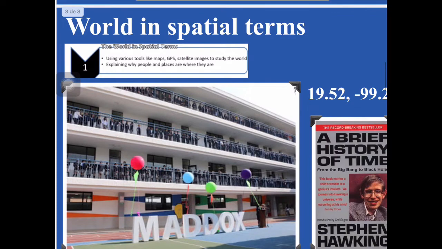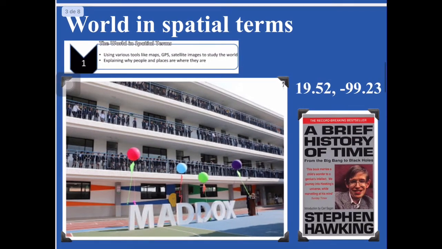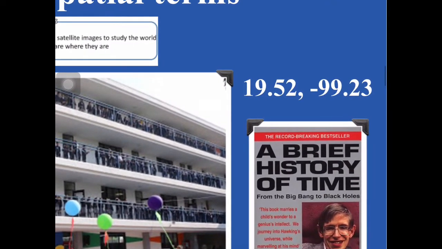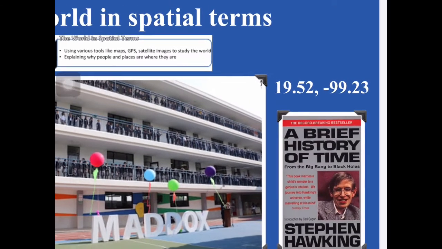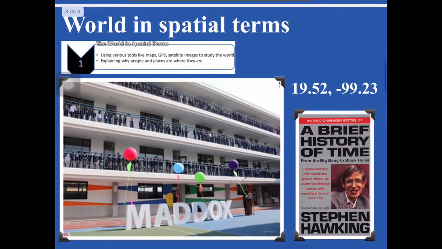Why? Let's think about this, and let's think about what we already know. For example, you have over here a picture of your school. And if you use maps, GPS, satellites in order to know its location, and we are of course talking about absolute location, you will find that the coordinates are 19.52 degrees latitude. So that is a positive sign because we are above the equator, we are in the northern hemisphere, and minus 99.23 degrees longitude. So that is a negative magnitude because we are to the left or to the west of Greenwich, right?